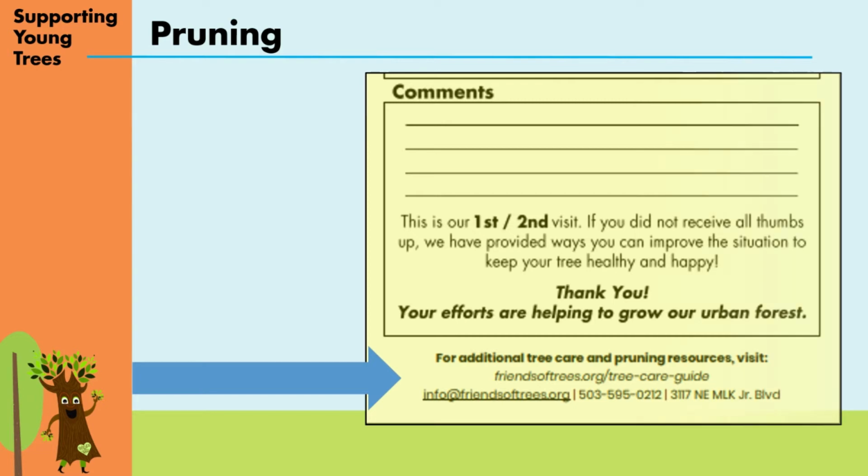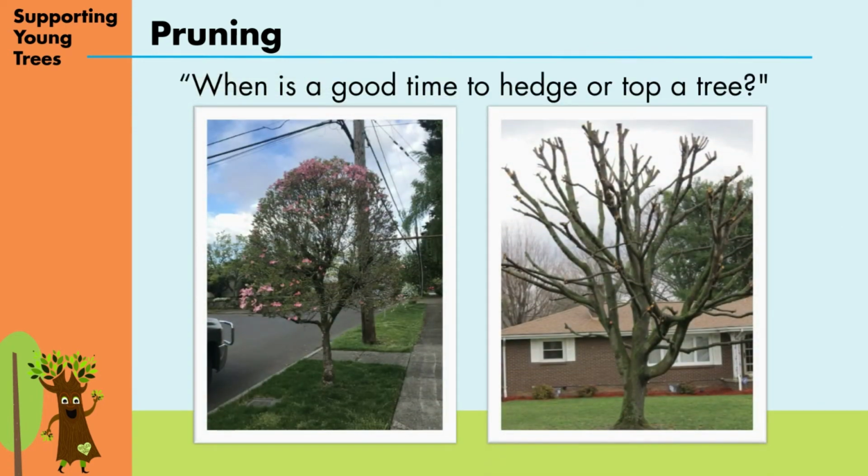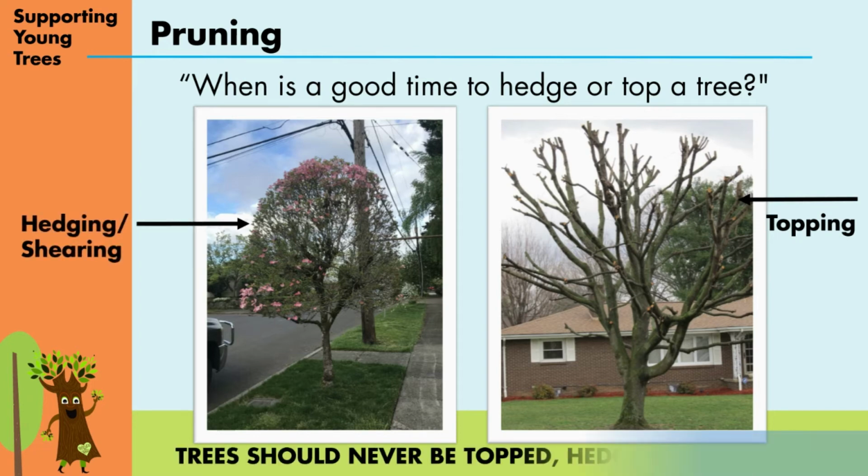If a tree parent asks you when it's a good time to hedge or shear their tree, or if they mention their plan to cut off the top of their tree to control its height, please let them know that this will harm the tree and will likely shorten its life. Topping or shearing leaves wounds that are susceptible to rotting, pests, and disease, and it causes stress responses. Please encourage them to visit the resources at the bottom of the door hanger.